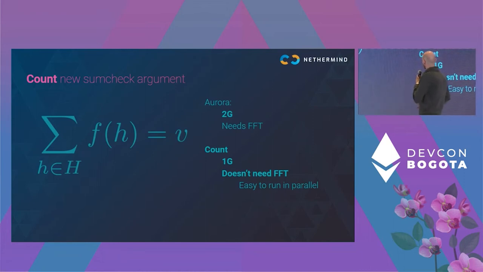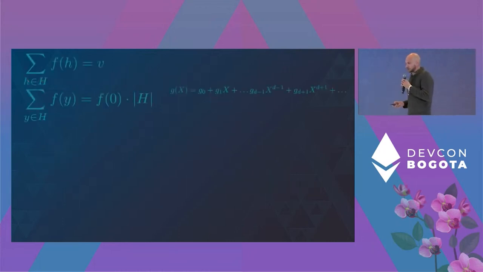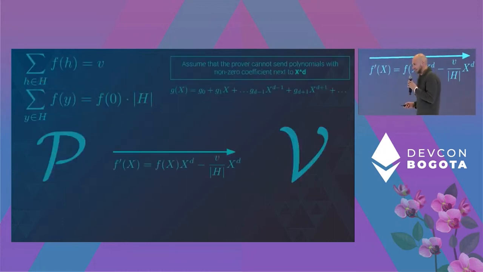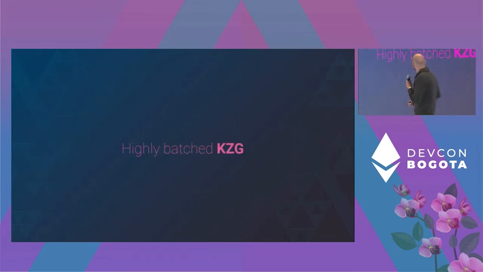The sum check argument basically states that if you have a polynomial F and you evaluate it at some elements A belonging to a set H and you sum over all these elements, then you get some value V. And compared to Aurora, which, as I mentioned, needs two group elements, we need only one group element. I'm not going into details of this sum check, maybe some other time. Let me only say a bit about batching KZG very quickly.